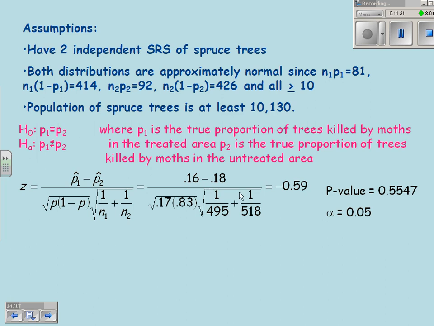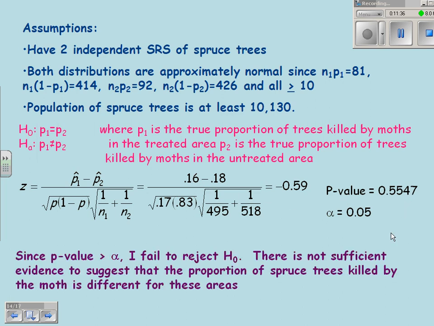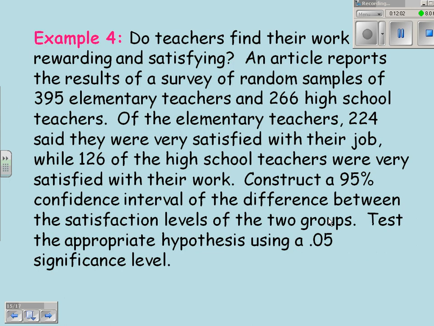Do a little math, plug it in, you get a p-value of 0.55. Obviously, with a p-value that large, we will fail to reject the null. There is not sufficient evidence to suggest that the proportion of spruce trees killed by the moth is different for these areas. Now, it is important that you're able to set up the equation just like we did in the previous chapter, but there is a test on your calculator that will allow you to find the p-value for it, and I will show you those tomorrow in class.